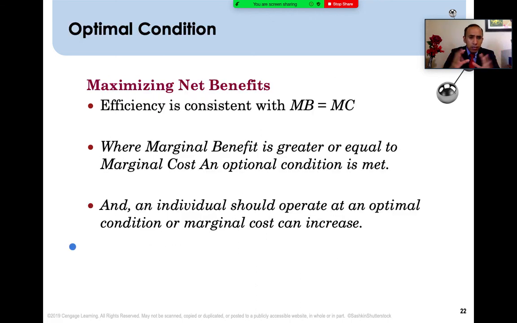Now, in maximizing your net benefits, we have the optimal efficiency condition. Efficiency is achieved where the benefits are fully exploited in total benefits and in marginal benefits that are greater or equivalent to the marginal cost. I like to say greater, because your benefit should always be greater at the margin, or equivalent to the cost, for any optimal condition or optimal decision making. So you should always operate at optimal levels, or in some cases stop if your marginal costs increase substantially.